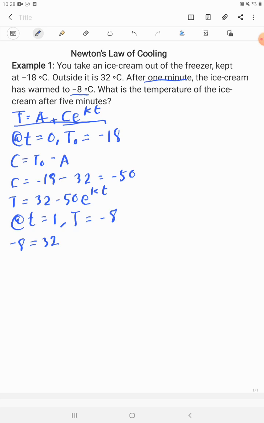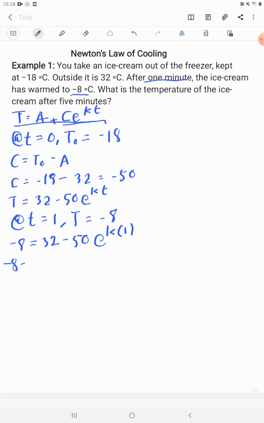Okay. Minus 50 e to the power of k, and t, the time, is equal to 1. So it is very obvious that we have to obtain the value for our k, the proportionality constant in this equation. So we transpose negative 32 to the other side.